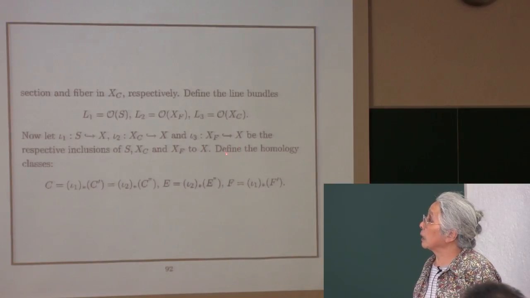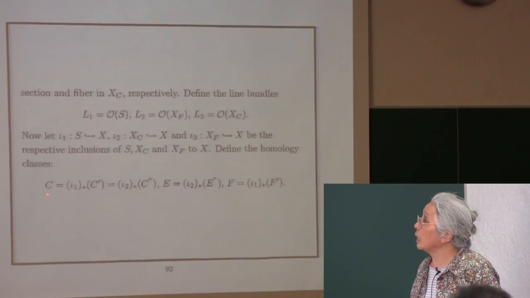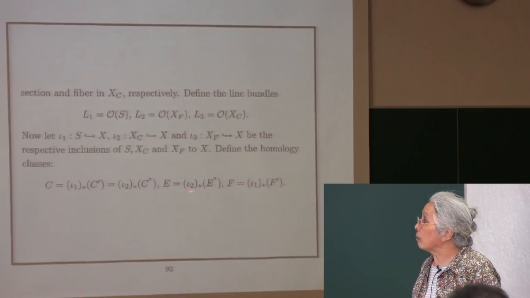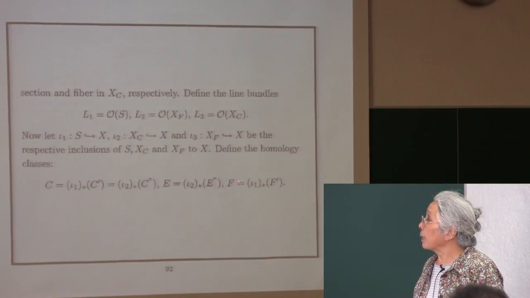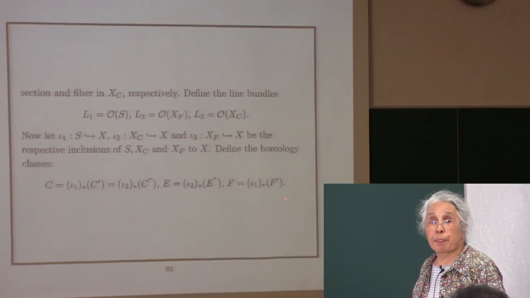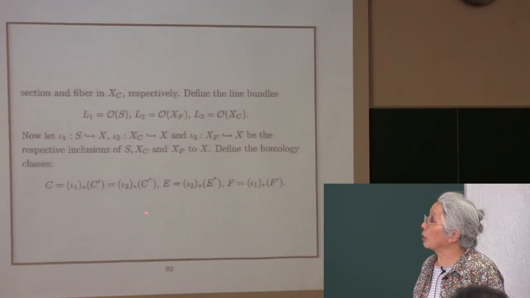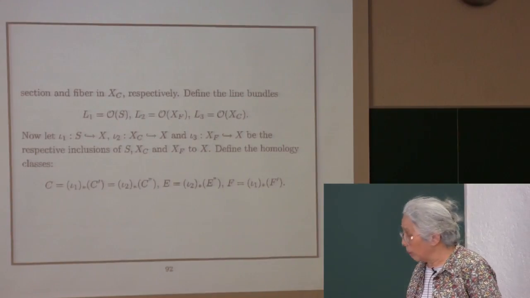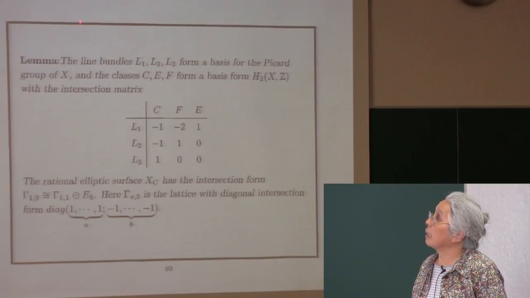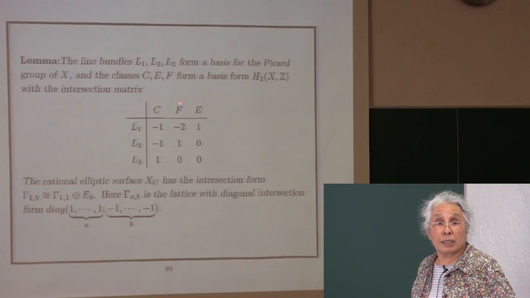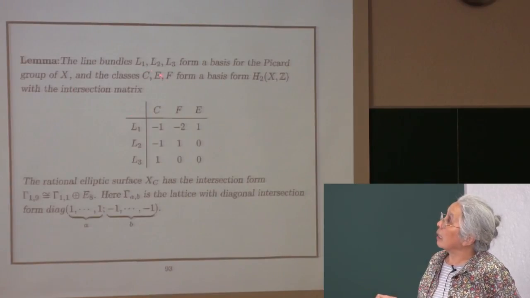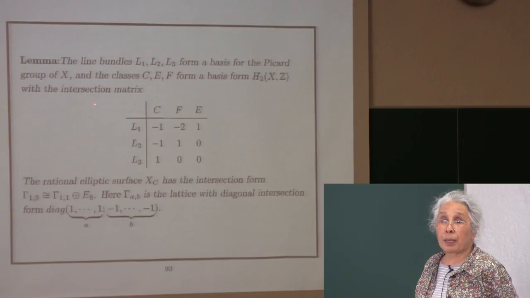And then I define homology classes: C is the pullback of C prime, which is the same as the pullback of C double prime by iota 2. E will be the pullback of E double prime. F will be the pullback of F. These are in the homology classes, and these are the line bundles. So the lemma is that h11 is 3, so the Picard group has rank 3, and these line bundles L1, L2, L3 form a basis of the Picard group.